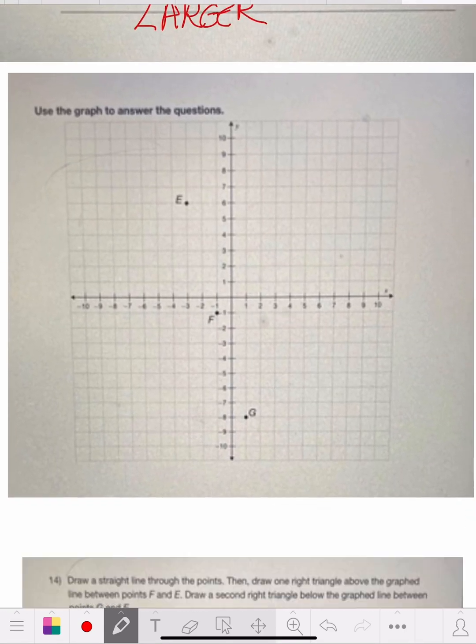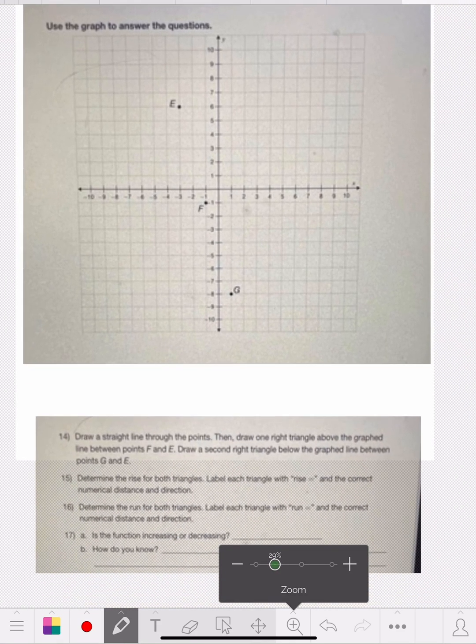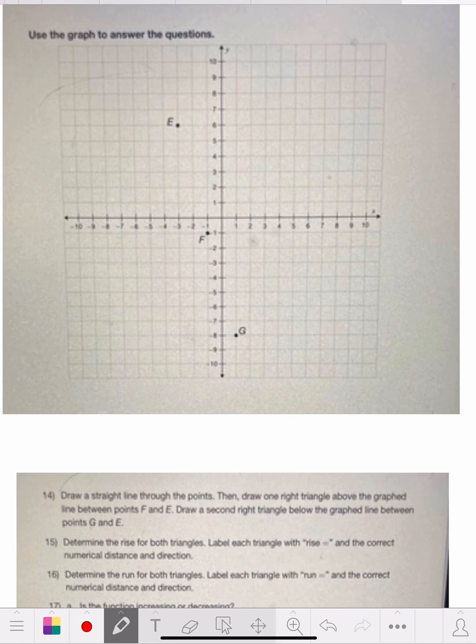Now it says, use the graph to answer the questions, okay? Let's see. Number 14: draw a straight line through the points. Then draw one right triangle above the graph between F and E, and draw a second between G and E. So hey, I'm going to draw a straight line down.